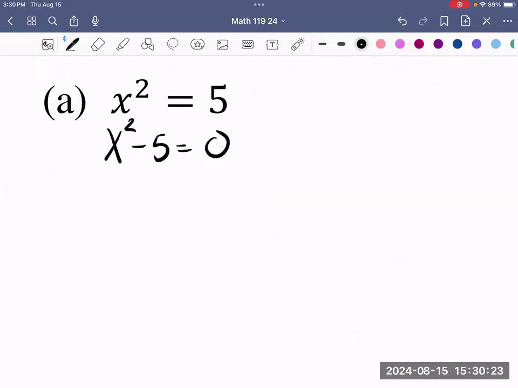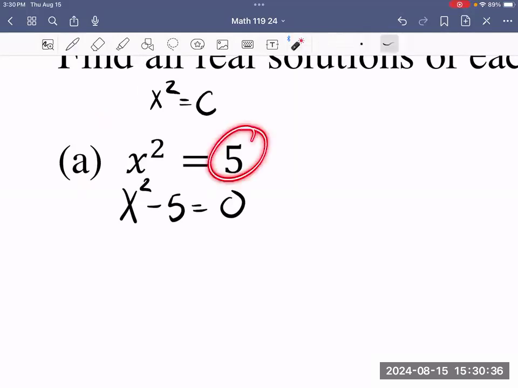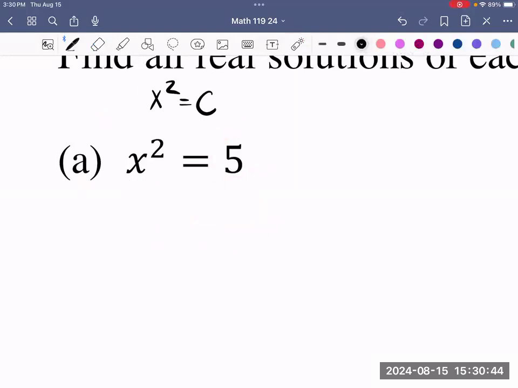Well, first thing you want to do, well, we can't just square root everything and call it a day, right? We have that minus 5. So you really want that structure of x squared is equal to c. So that's why in this case, they added the 5 to the other side, so that we can do that square root symbol.